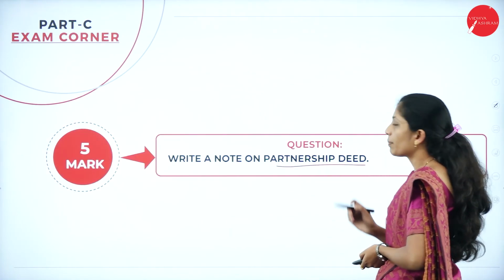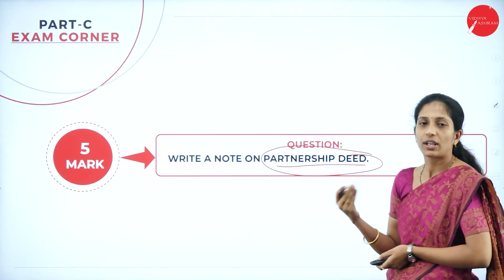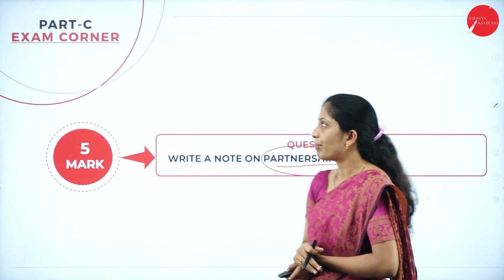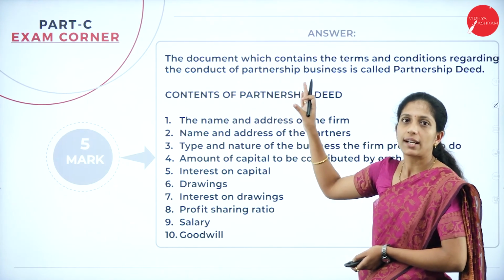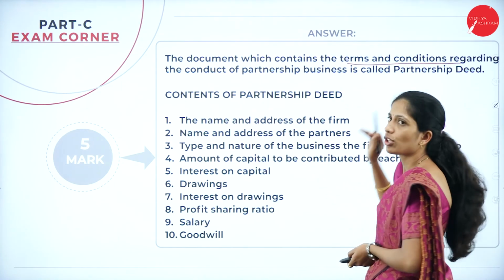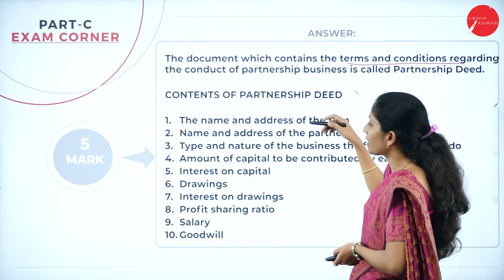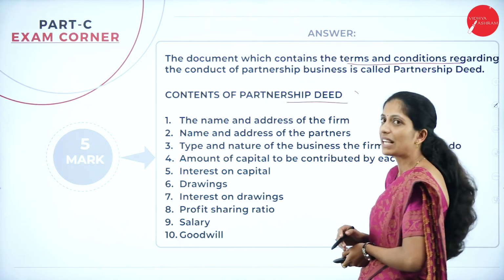Next, write a note on partnership deed. We had already discussed it. For 5 marks you can write the meaning or any 5 contents of the partnership deed. Partnership deed is nothing but an agreement which contains all the terms and conditions of the partnership firm. You need not write all the contents. You can write any 5 contents of partnership deed for 5 marks.